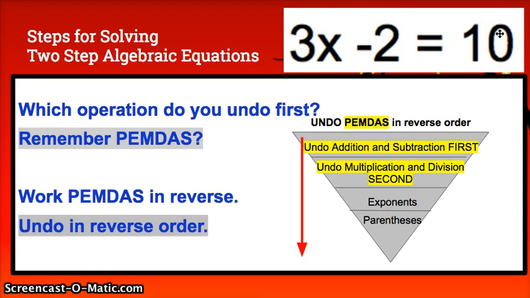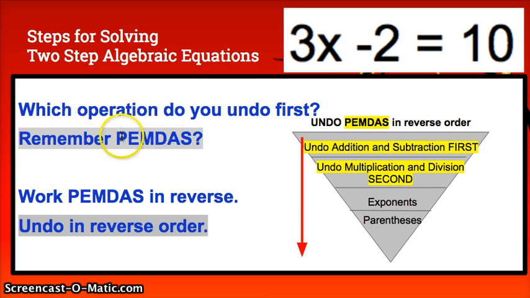Well, we know we have to get x by itself by undoing the operations. But here's the catch. In this equation, look at the operations. How many are there? There's more than one, right? 3x, this is 3 times x, so there's multiplying. And then here we have minus 2, so there's subtracting. How do I know which one to undo first? Does the order matter? And it turns out, yes, order matters.